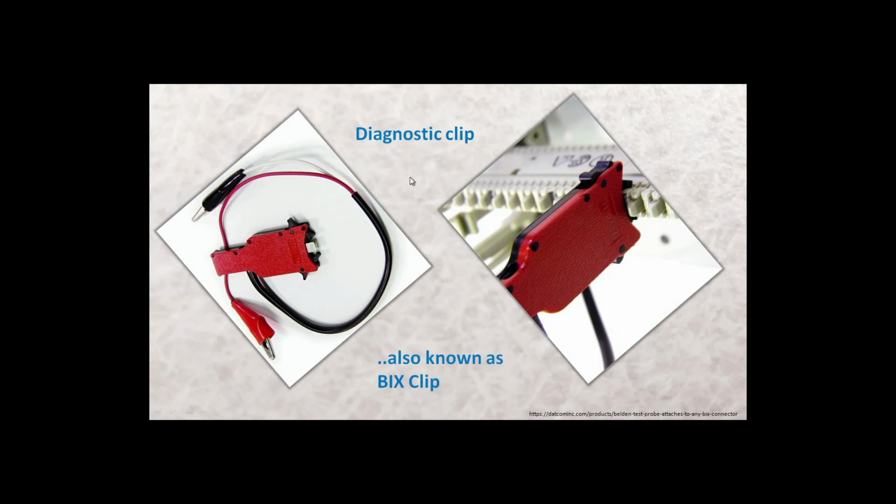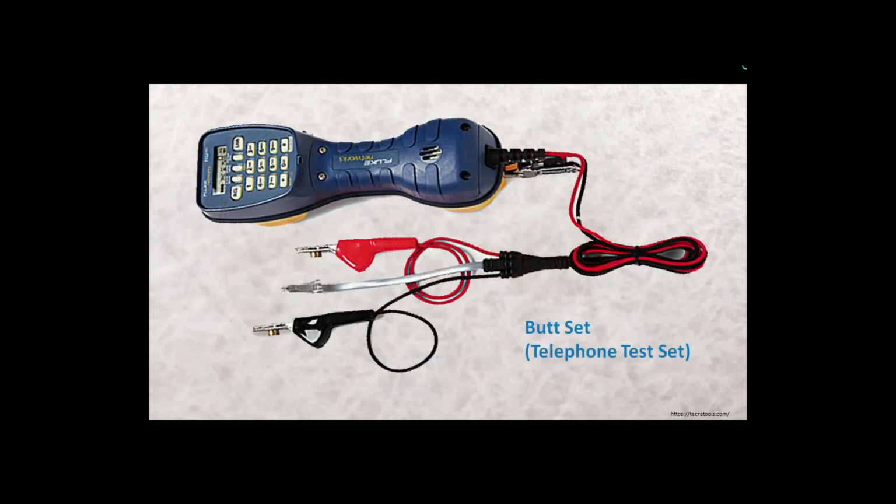Diagnostic clip, or sometimes known as a BIX clip. It clips on to the frame or to the connector, one pair at a time, and you can actually tap into the pair. And over here you have the fan out wiring, so you can just get the signal out of there, and you can tap into the line. This is for diagnostic purposes. Sometimes you need to troubleshoot things and you need to use those. So this is called a BIX clip.